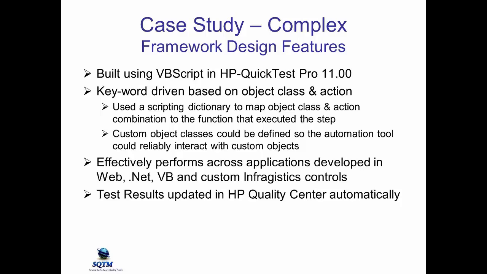All right. So they had the one framework and one set of code had to perform across applications developed in, like I mentioned, web.NET VB and the infragistics controls. And then the test results had to be updated, had to connect with Quality Center, find the manual test in the test lab, if you're familiar with Quality Center, and update a pass or fail condition for that manual test.